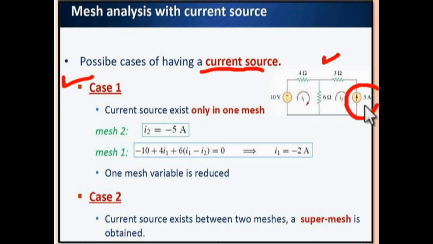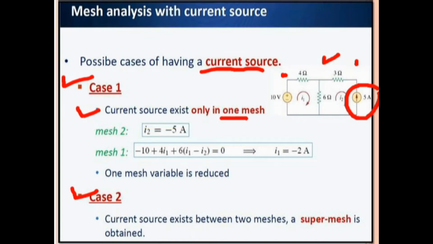This is a 5 ampere current source connected in only one mesh, and this belongs to only one mesh, a single mesh. Okay, it is not connected between two meshes, two adjacent meshes. So guys, the current source exists only in one mesh, so we can easily apply KVL. There are two meshes I1 and I2, so we can write down the equations by applying simple KVL analysis. Okay, but guys, in the second case, what happens?